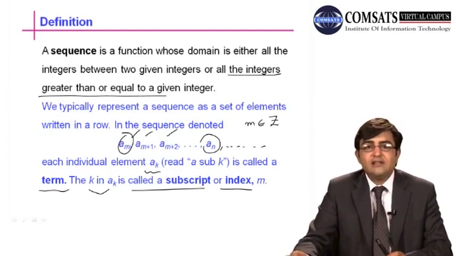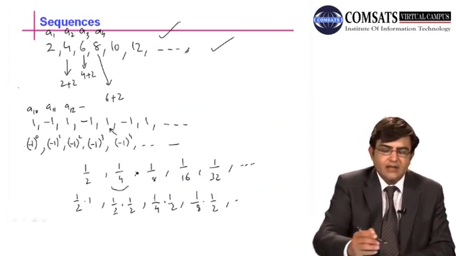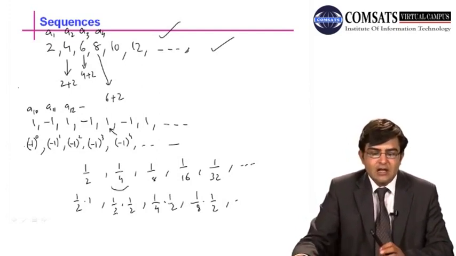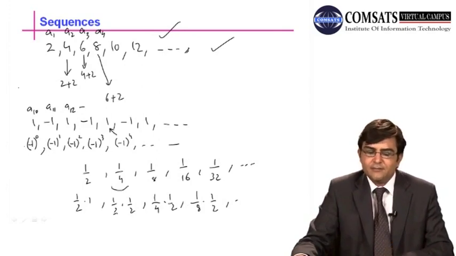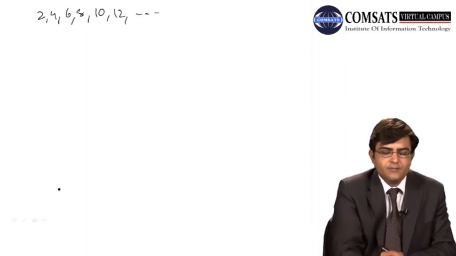So how is a sequence a function? For example, in the previous example we have defined a sequence. Now how can we show that this sequence is a function? The sequence is basically 2, 4, 6, 8, 10, 12 and so on.